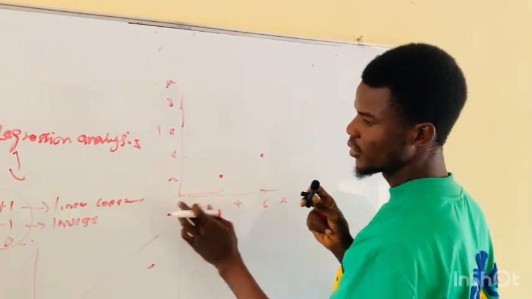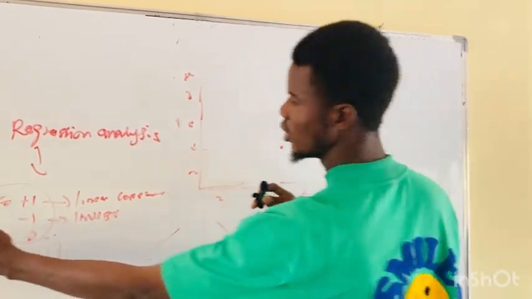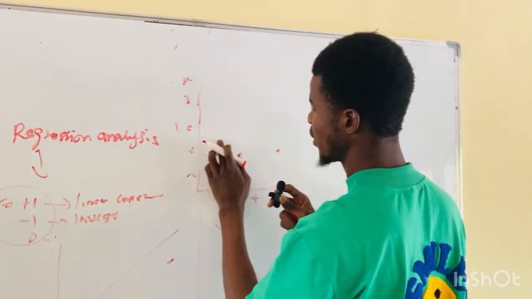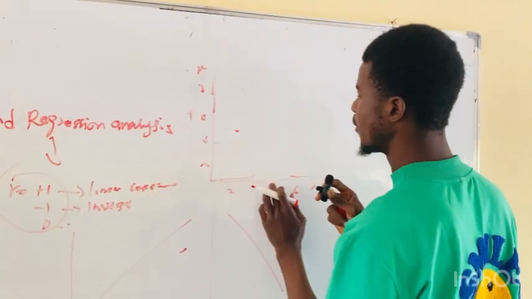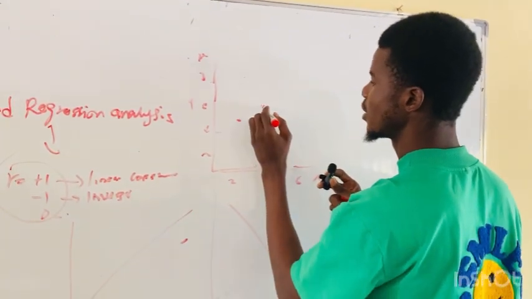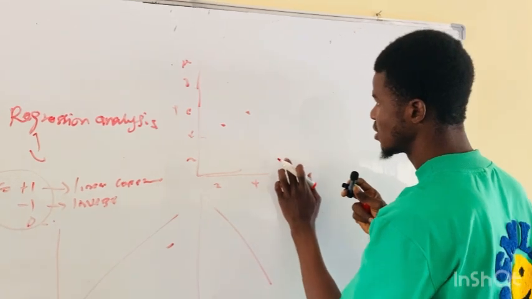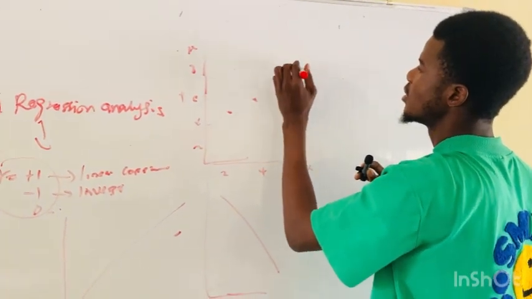When we have 2, this one is 5. So (2, 5) is around here. When we have 4, this one is 6. So (4, 6) is around here. Then when we have 6, this one is 9. So (6, 9) is around here.